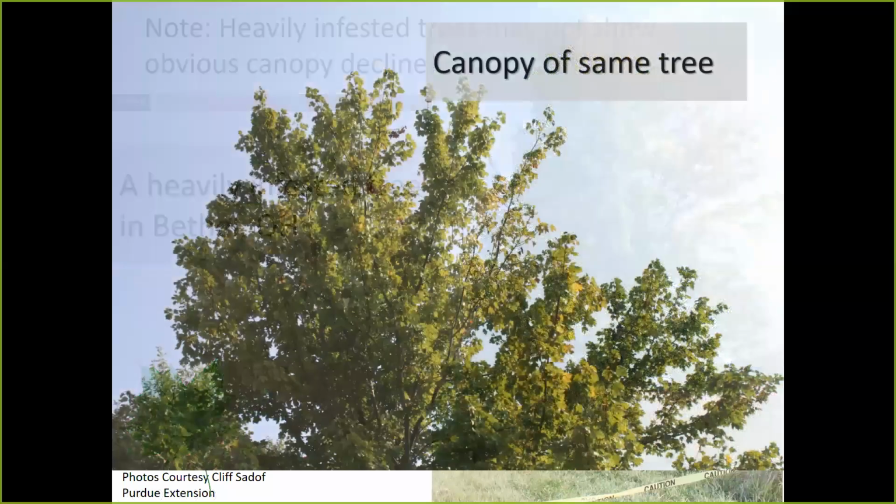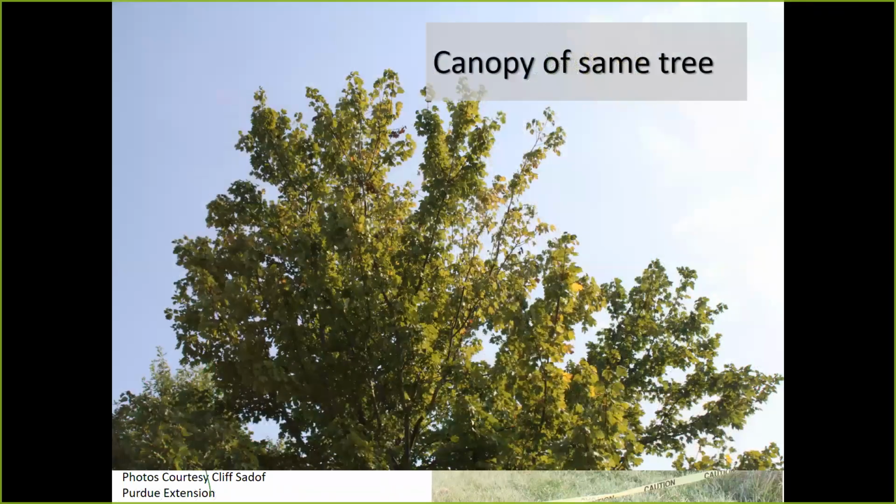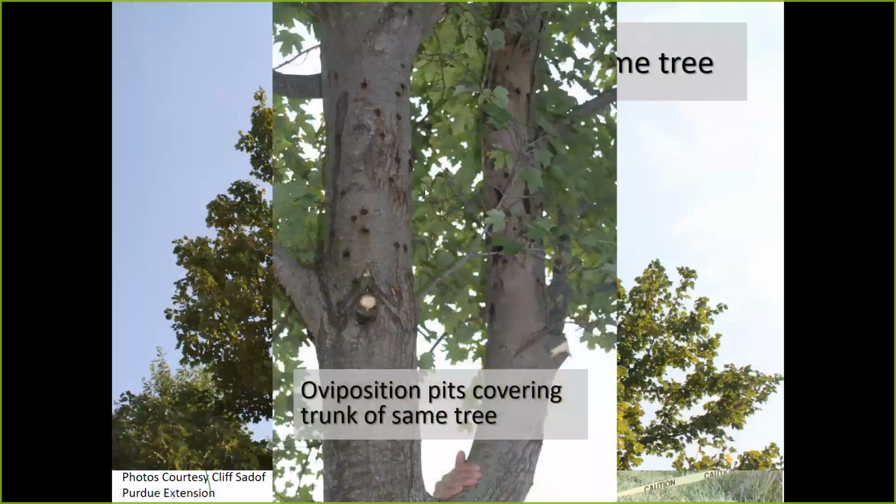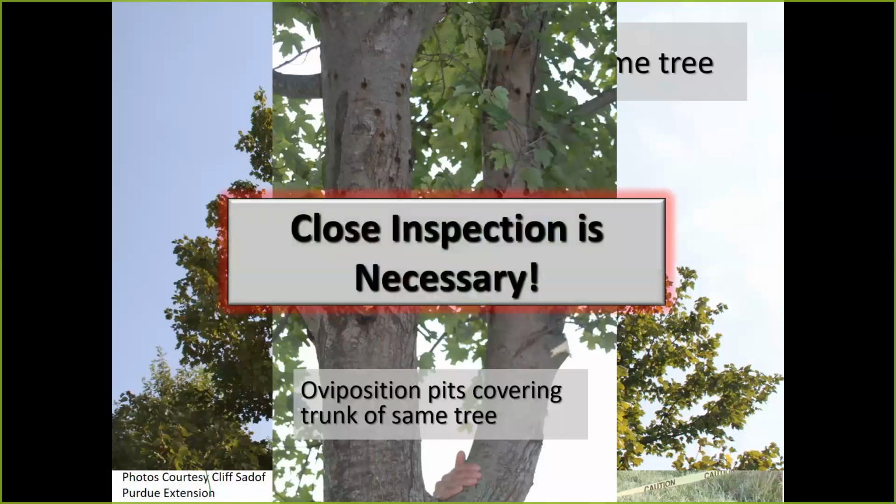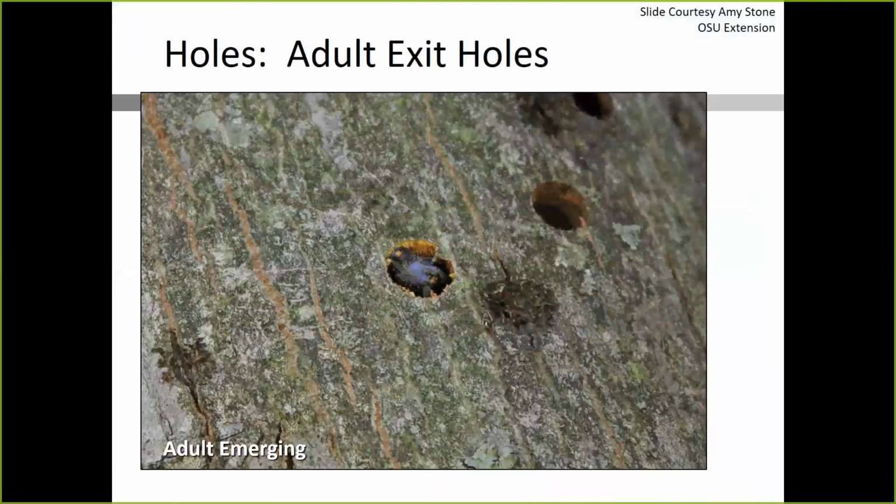I got close up to the tree, and the canopy looks really healthy. But when I looked really close up, I saw these oviposition pits on there, and that tree was actually pretty hollowed out. So that to me is the scary thing. I can just imagine these large silver maples in Midwestern towns all hollowed out, that are going to come crashing down on somebody's house and harm somebody. So close inspection is necessary.